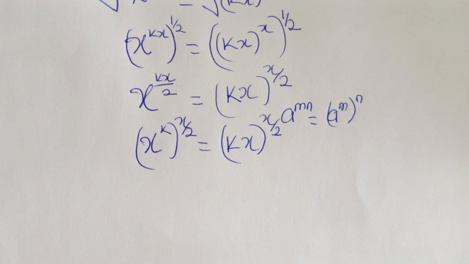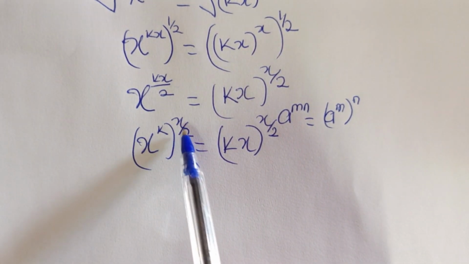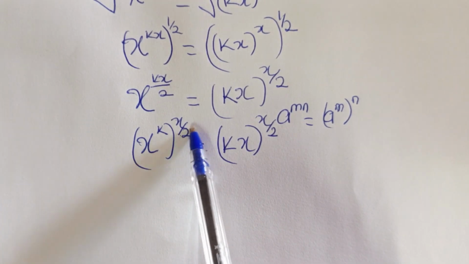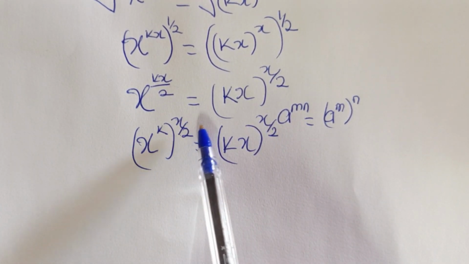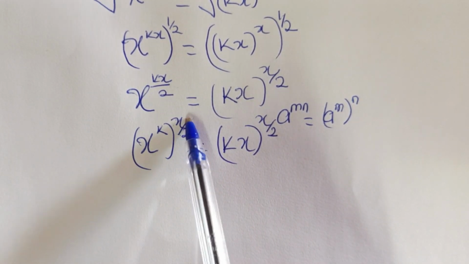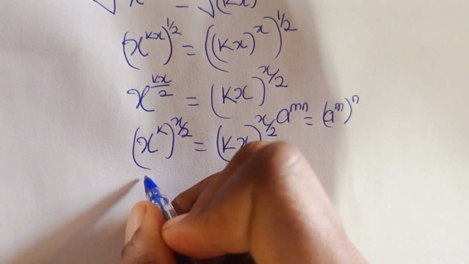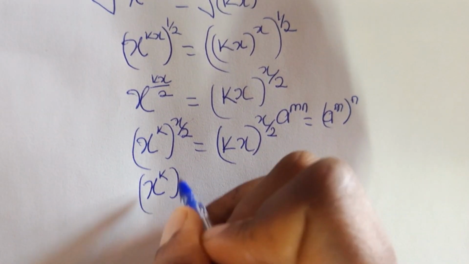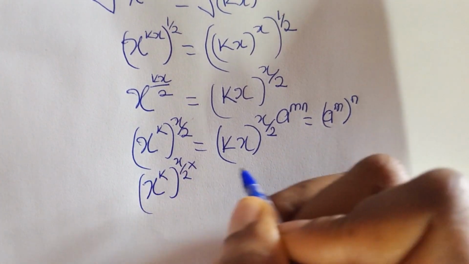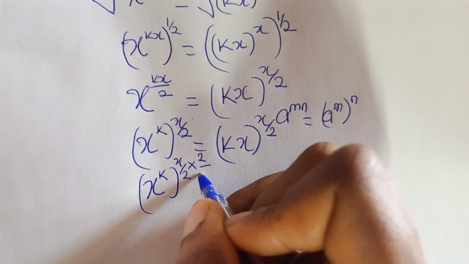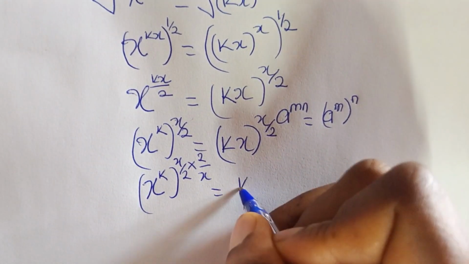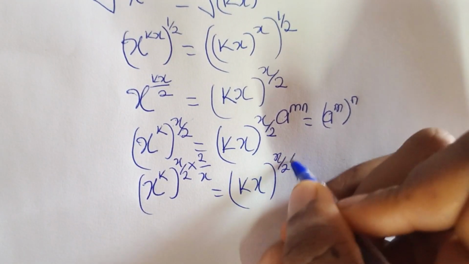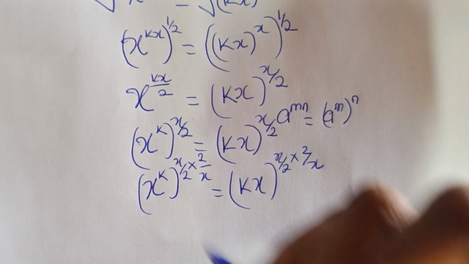Now, the next thing we are to do is to eliminate this x over 2. So, to eliminate x over 2, we multiply the powers by 2 over x. This power we multiply by 2 over x. Let's go ahead and solve that. X raised to power k, x over 2 times 2 over x. We do the same thing here, x over 2 times 2 over x.